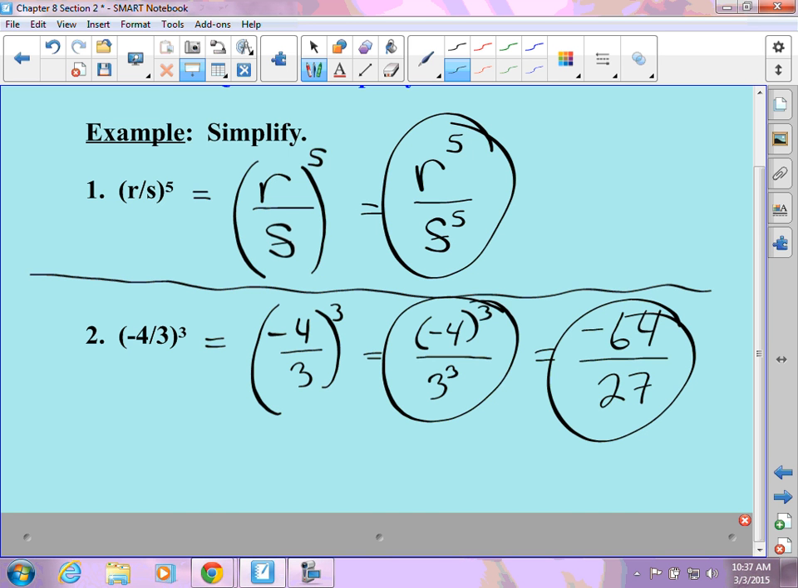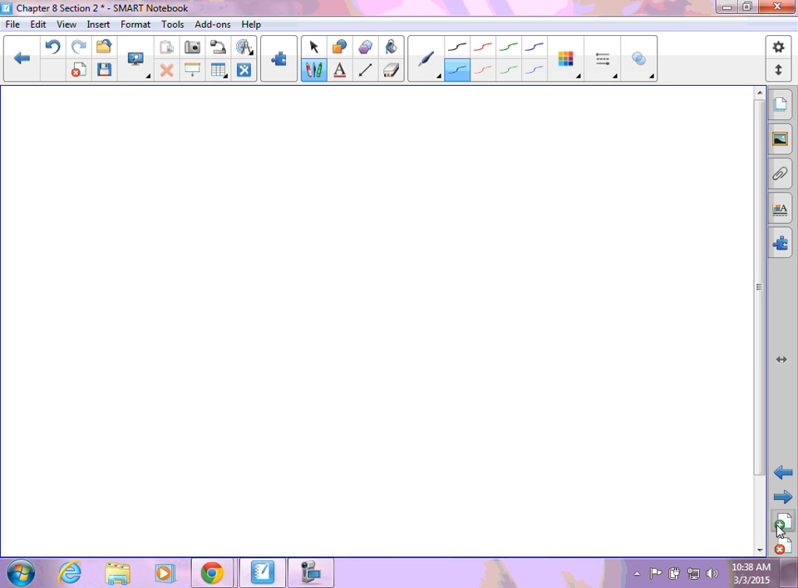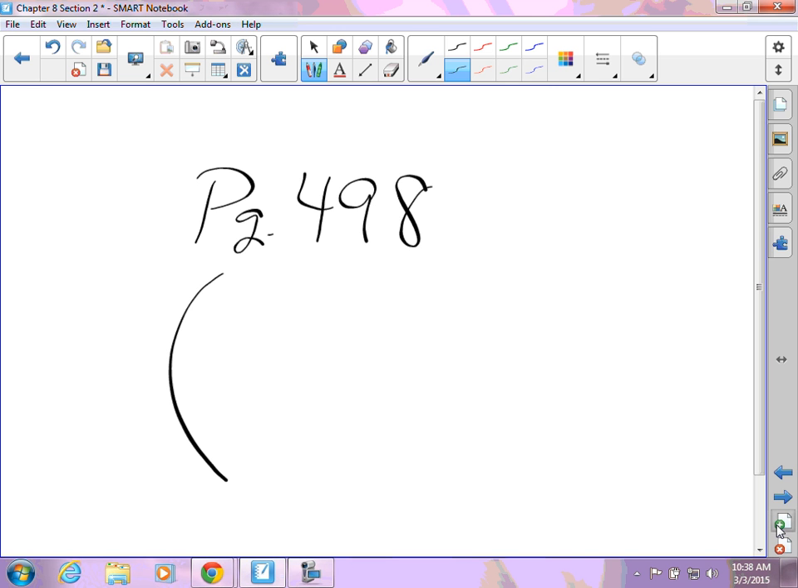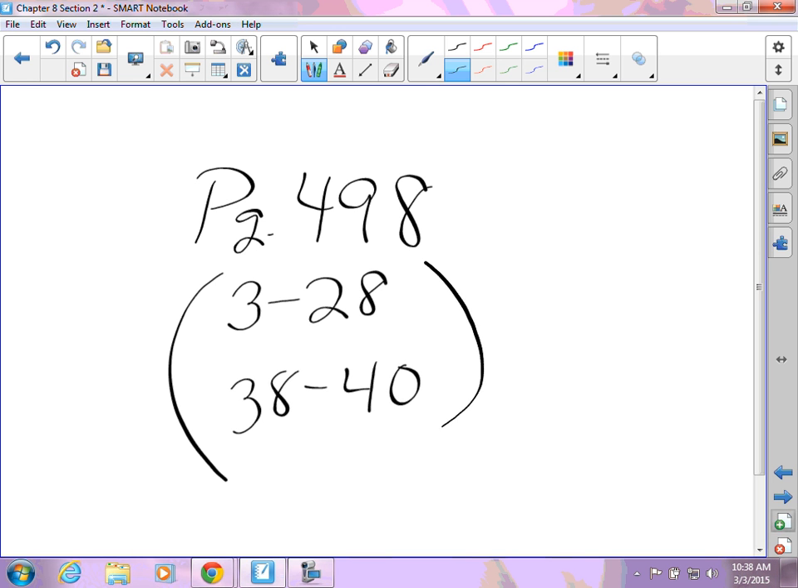Your assignment is going to be on page 498. You're going to do 3 through 28, 38 through 40. Again, don't just write the problem down, find the answer, and just write it down. I want the work in between to see your steps, because your work is just as important, if not more so, than the answer for me. All right, let's open up our books then. I'll help you get started.